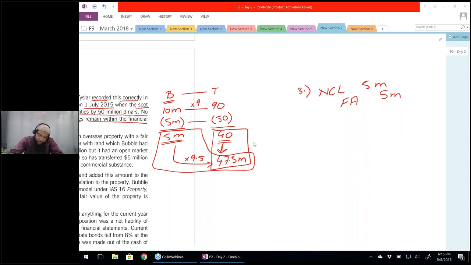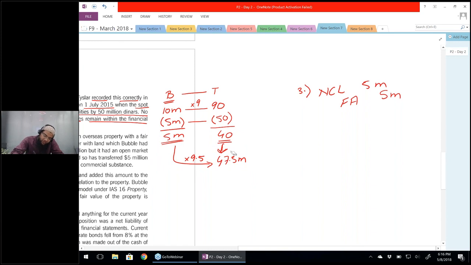Yes, Umar Abdullah, this is the question of foreign subsidiary. So what we have done is that we have increased the loan from 40 to 47.5. And why we have done so? Because the loan was taken when the rate was 9, repaid when the rate was 10, and now the rate is 9.5. So which rate is preferable? The year-end rate, because all assets and all liabilities are consolidated at the closing rate. So first the liability should be brought to the closing rate and then we are going to consolidate that.